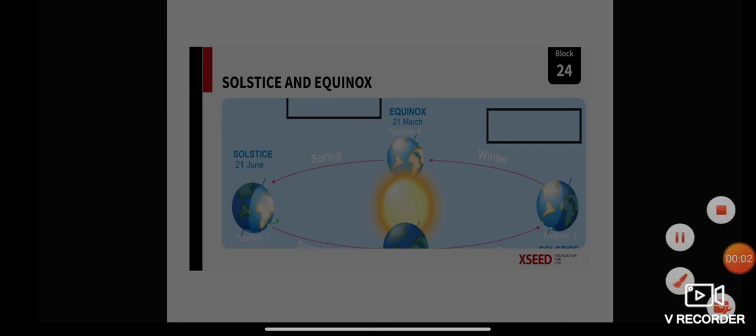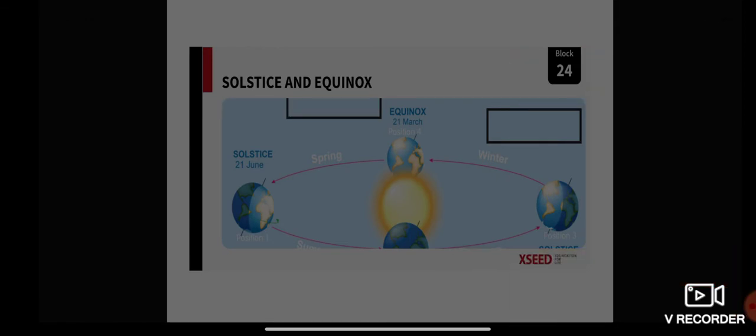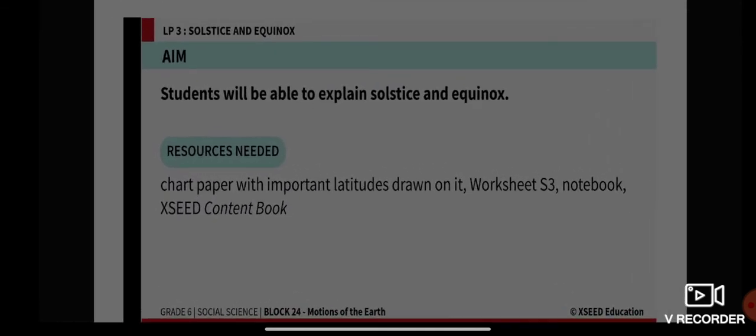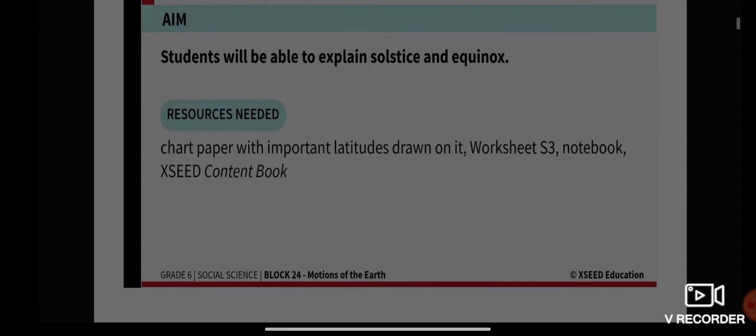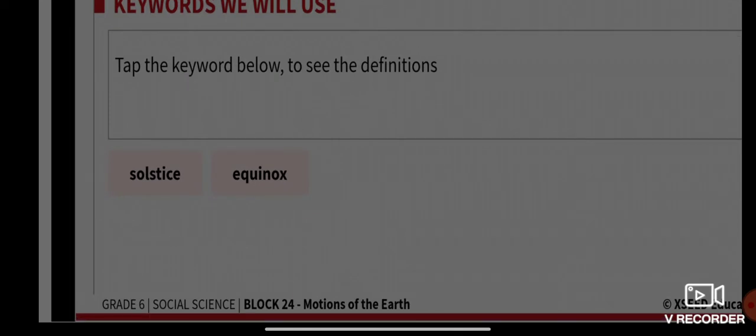So today we are going to start with a new topic under block 24, that is solstice and equinox. The aim for our class for today is students will be able to explain what is solstice and what is equinox. Resources needed are chart paper with important latitudes drawn on it, worksheet S3, your notebook, and your exit content book. And the keywords that we will use today are solstice and equinox.